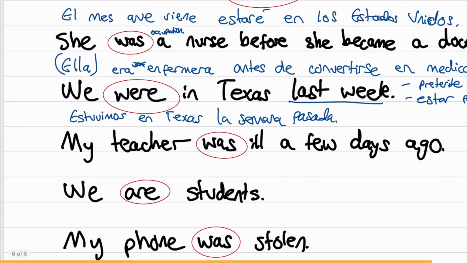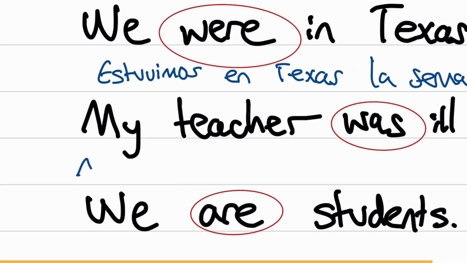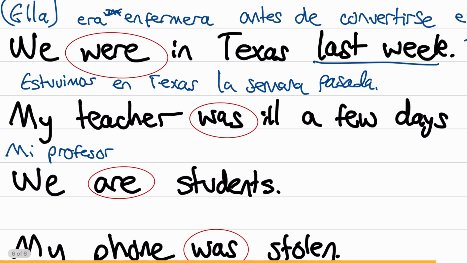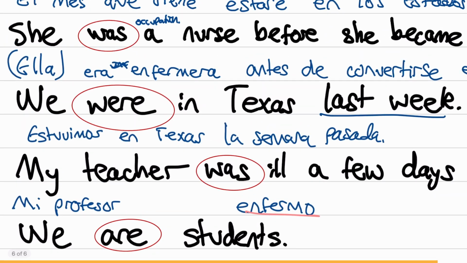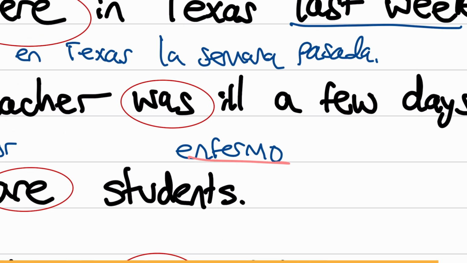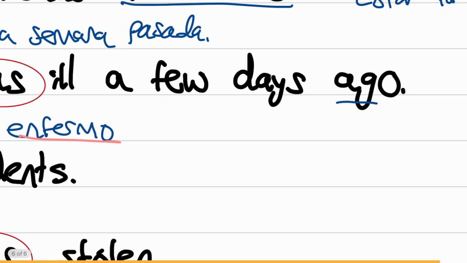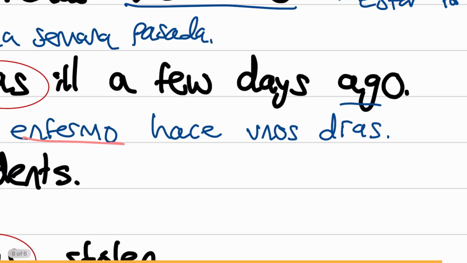Okay, how many of you have three left? We can do this. So, my teacher, mi profesor. The word maestro is not as commonly used in Spanish from Spain. So we're going to use mi profesor instead of mi maestro. Mi profesor was ill. Ignore the was for a second. Enfermo. You see the similarity between the word enfermo and the job enfermera or enfermero. Enfermo, and then a few days ago. This ago is hace, a really important structure. If you see hace plus the time frame, so hace unos días, this hace is ago.